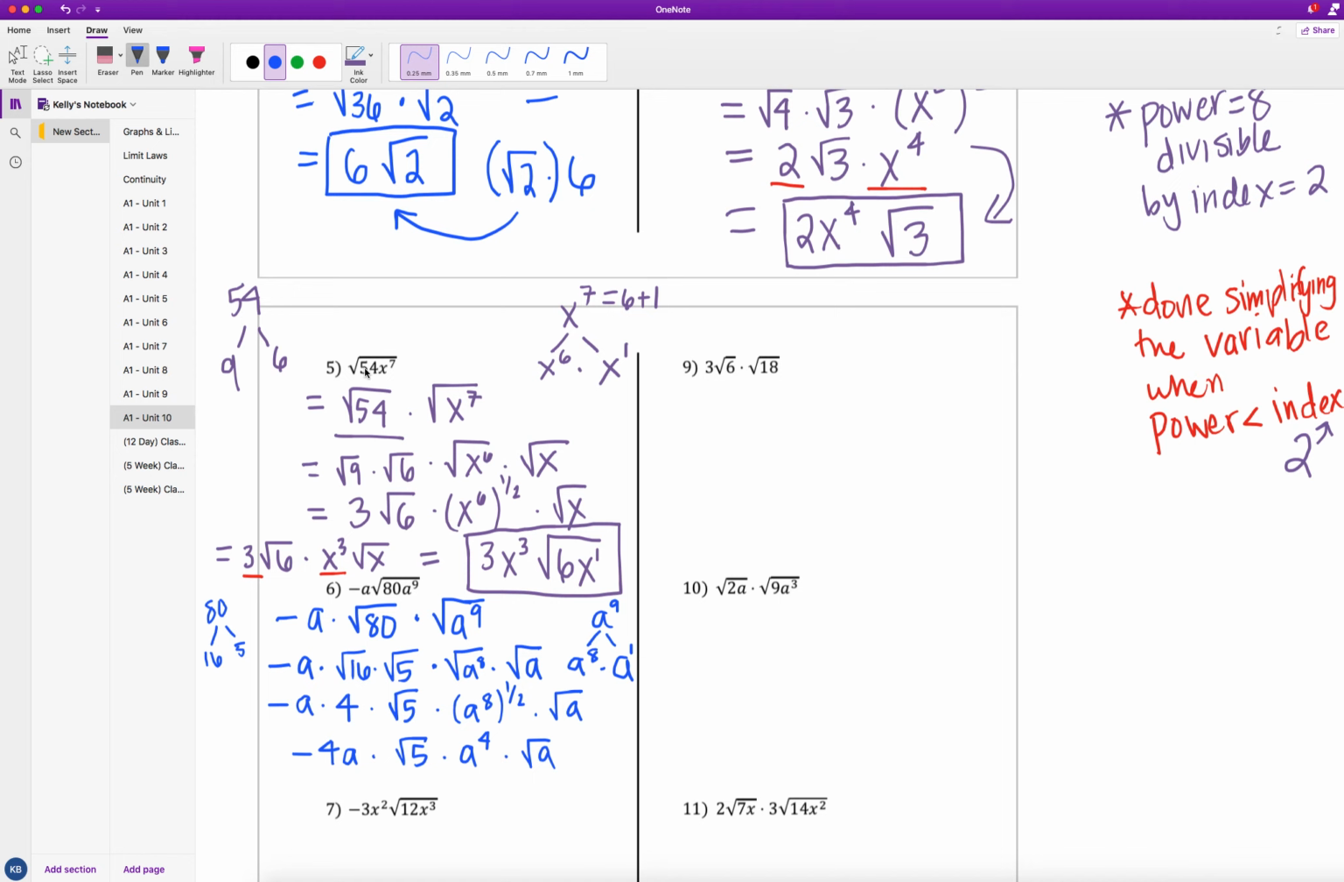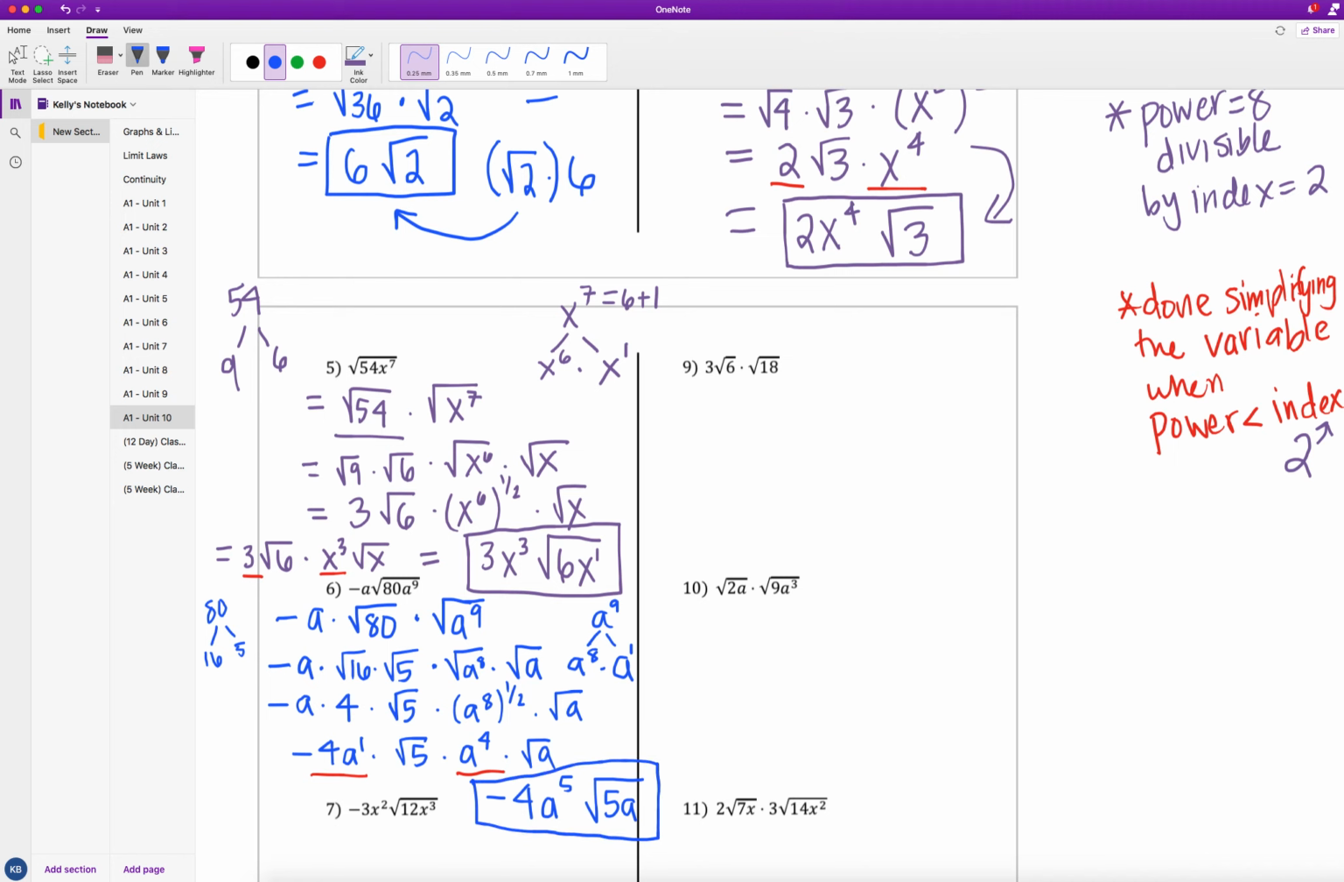Our last step is to combine anything that is outside of the square roots together. So I have a negative 4a and an a to the 4th. When we're multiplying bases, we have to add the exponents. So I'll end up with a negative 4 still, a to the 5th, since I have one of them plus 4 of them. And then for my square root that's left over, I have a 5 times a, and so I end up with the square root of 5a. And that whole thing will be our final simplified answer.